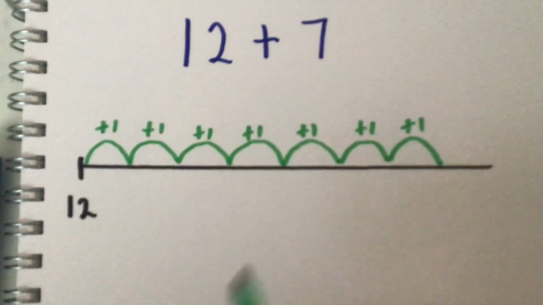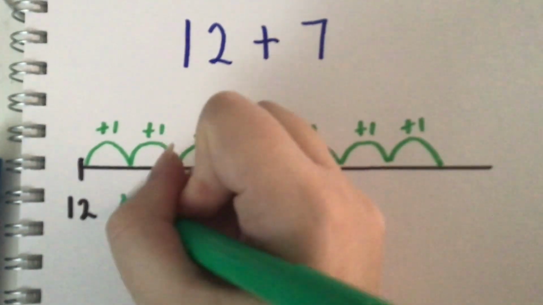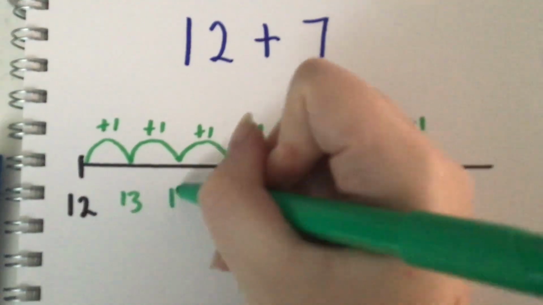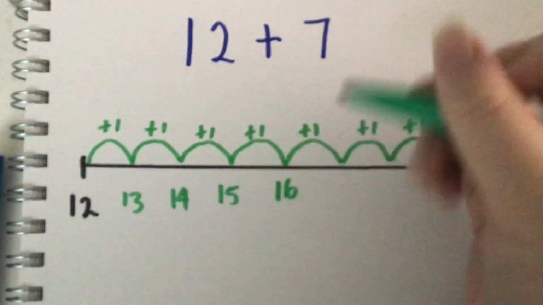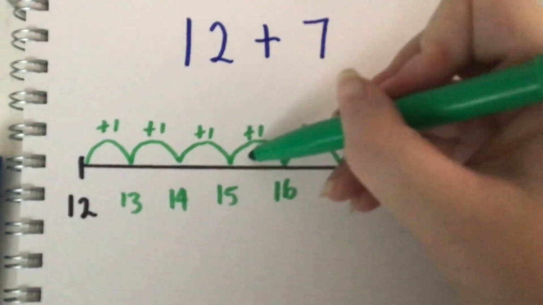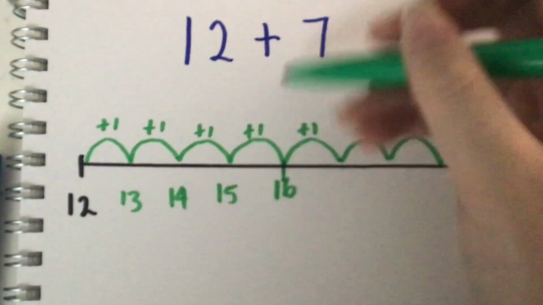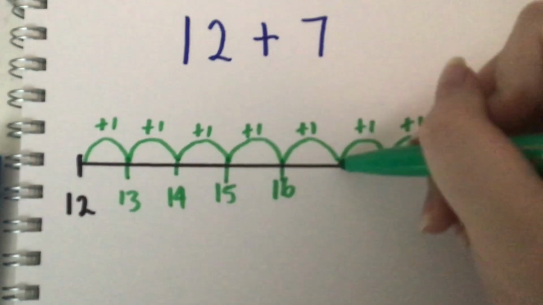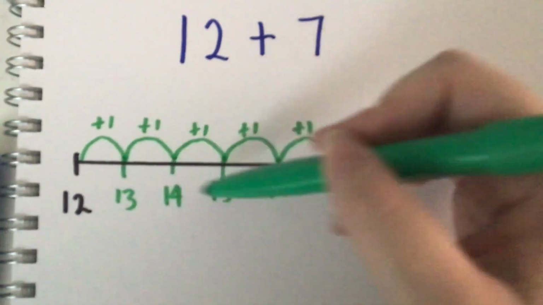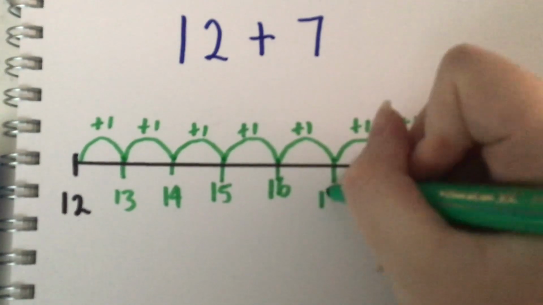Now what I'm going to do is write the numbers underneath my number line. So I have 13, 14, 15. It's really important during this part that you write your number directly under each time the jump lands. In fact, you can extend that a little bit longer so that you know. If you just write any numbers along here, the addition doesn't count anymore.